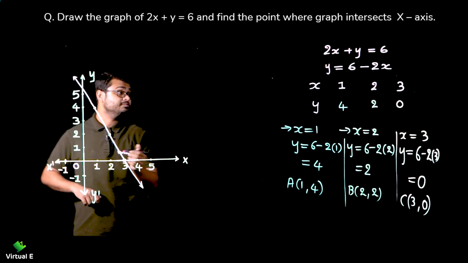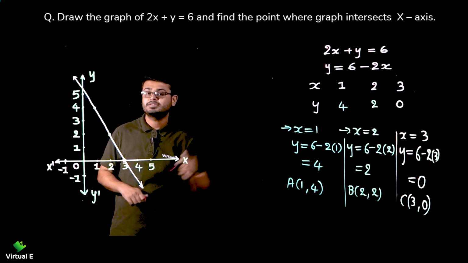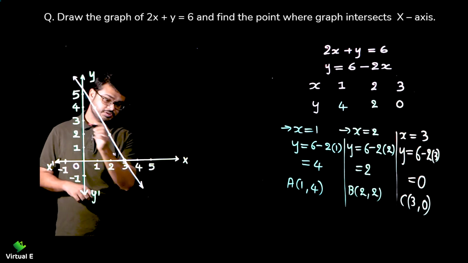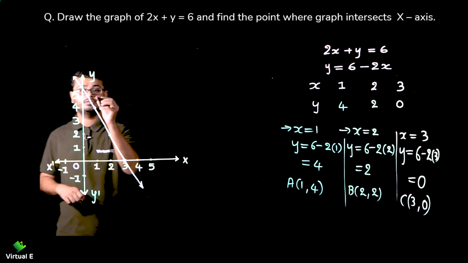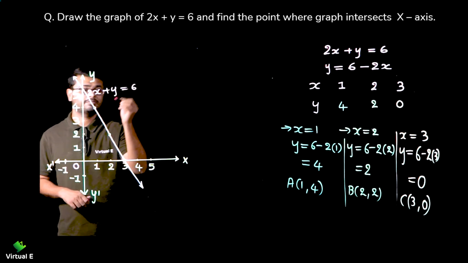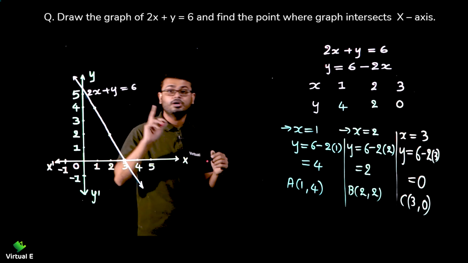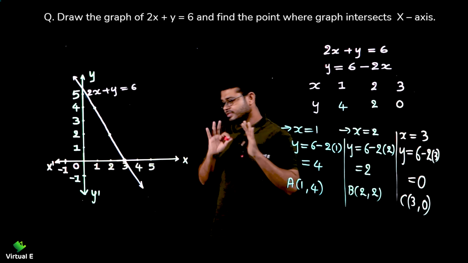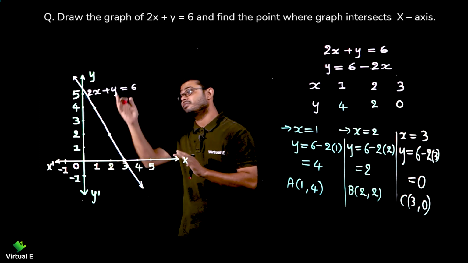Now let's write the name somewhere, that is 2x plus y is equal to 6 is the equation. So here you can write anywhere, right? Here 2x plus y is equal to 6. I am writing like this, it's not possible to be neat. Okay, so the graph is done. We did plot the points and we drew a line as well.